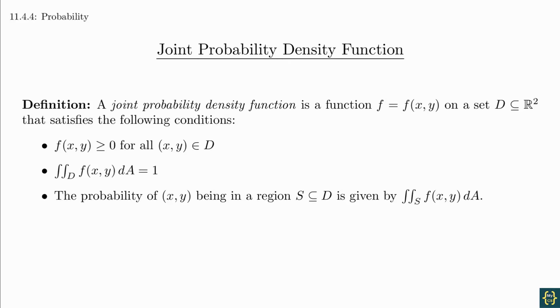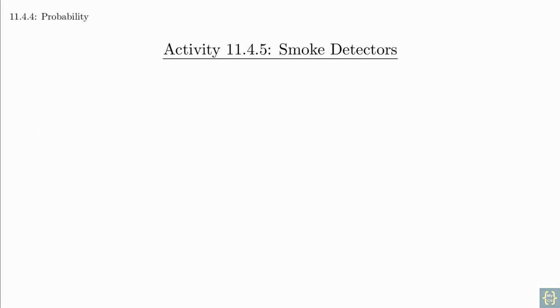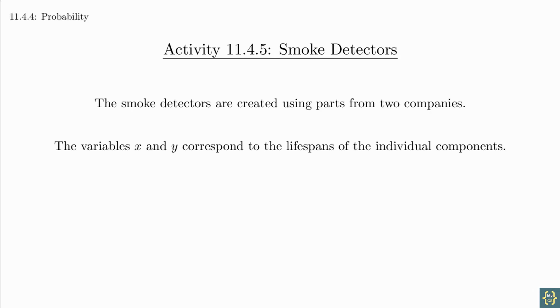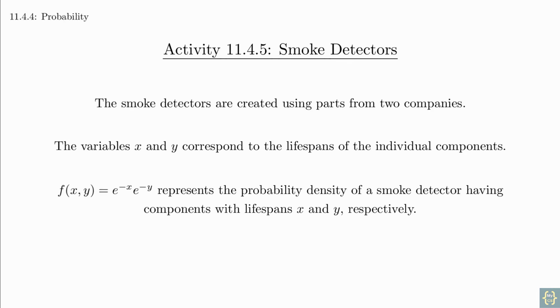Once this is set up, everything is a matter of doing the calculation and learning to interpret the meaning. Activity 11.4.5 is a good activity for introducing many of the essential concepts. A company is making smoke detectors, and they require components from two different suppliers. Each component will have a lifespan, which is some sort of probabilistic value because that's just how things work in manufacturing. The joint probability function gives the probability density for any specific combination of lifespans.